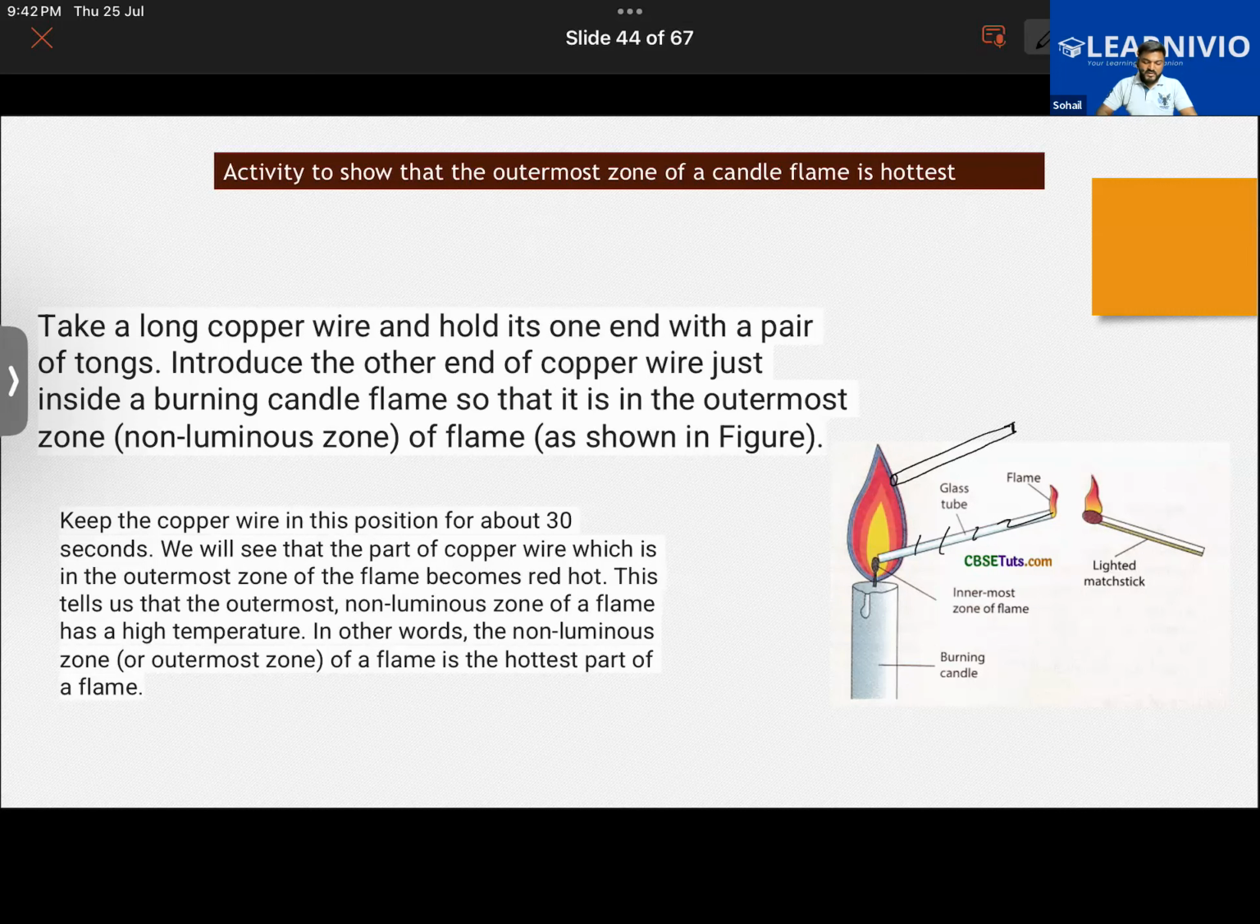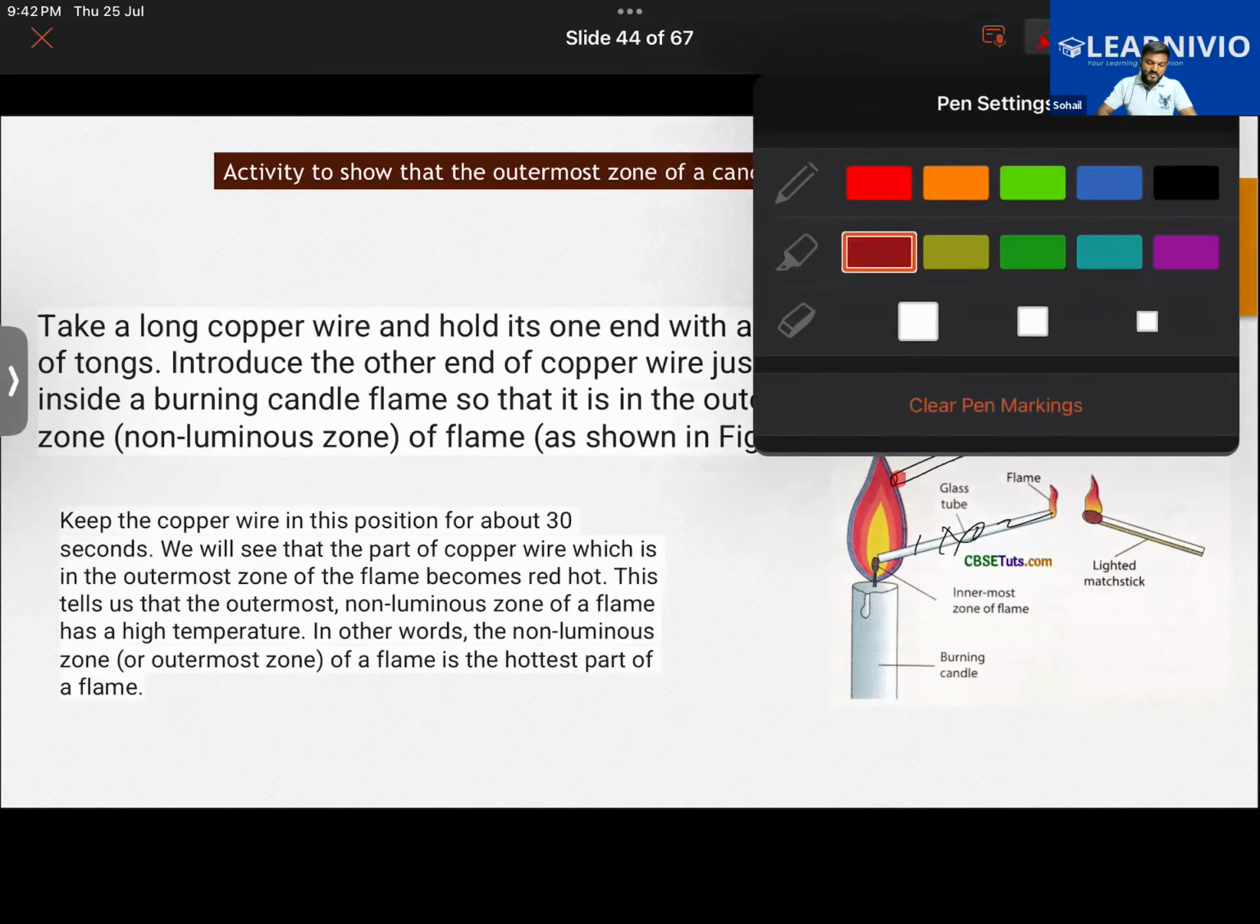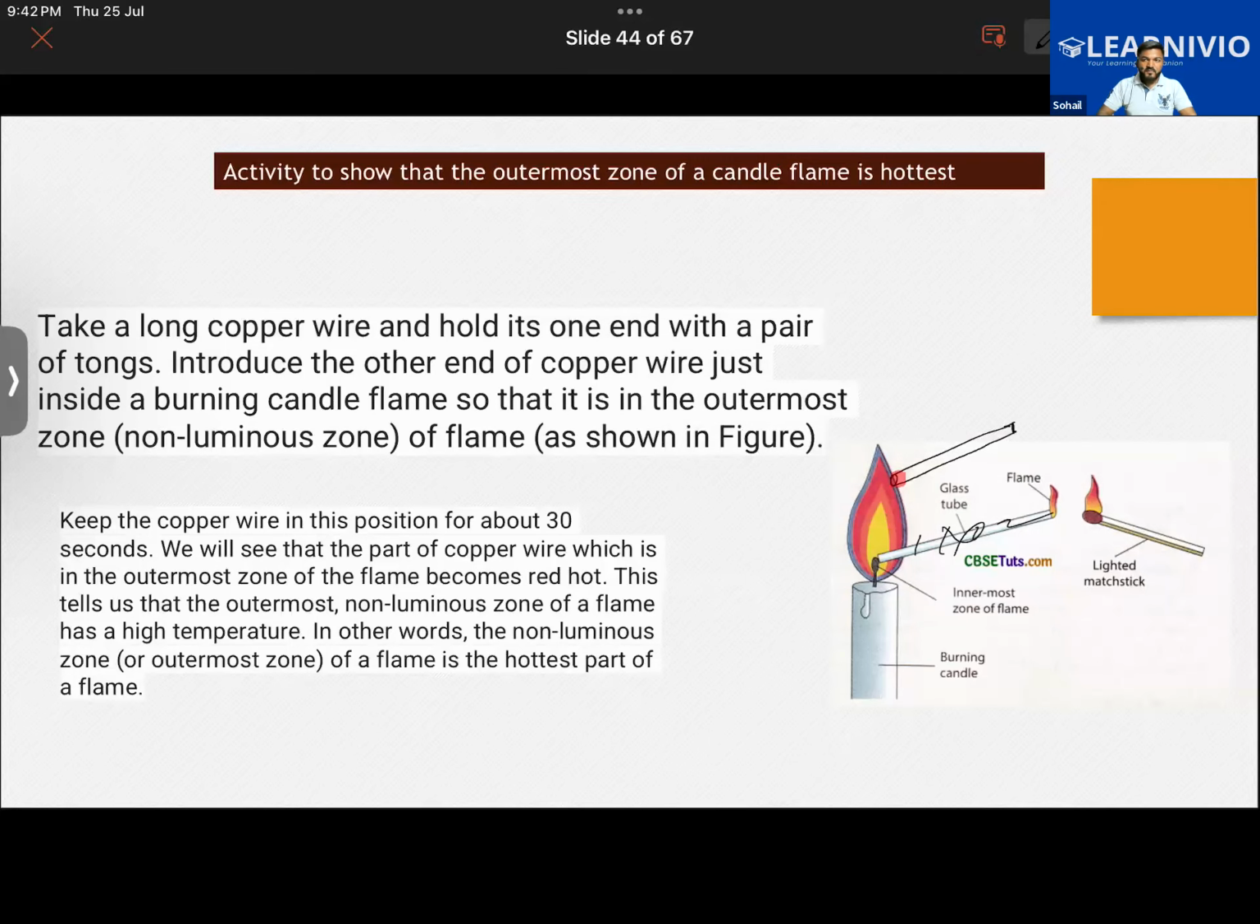So here, as you have taken a piece of copper wire, like this one, not this one, and we are holding it in the outermost zone, right? So it will become hot. It will become red hot. We will see that the part of this copper wire which is held over here will become red hot. Upon heating, anything will become red hot, whether it be a piece of iron or a piece of copper, or anything. So it will turn red hot.